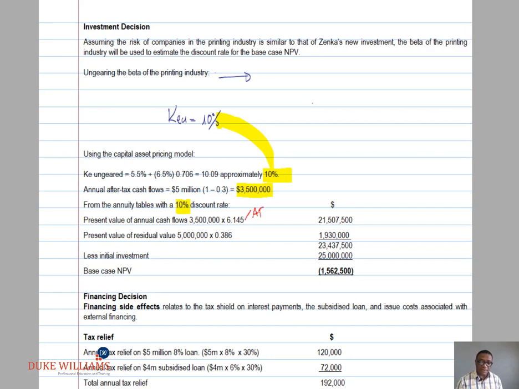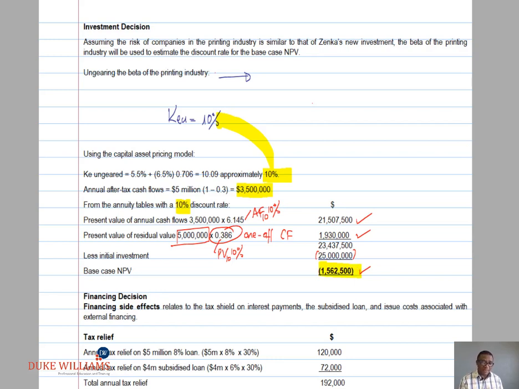you have annuity factor for 10 years at 10%, giving us 6.145. So that gives us that value. But the residual value is one off. This is a one off cash flow. So what it means is we've got to find the present value factor in the 10th year at 10%. And that is this bit here, multiplying that by this, and that gives us that. So this less the initial capital gives us a negative NPV of 1.562. So this is nothing new.